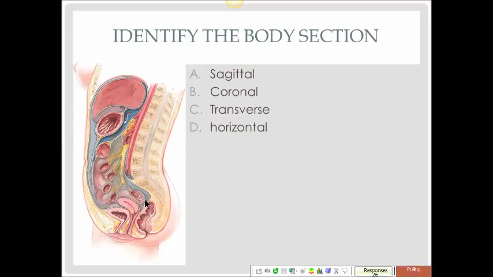So here, take a look at this picture. If you don't understand what it is, it's a picture of the side of the body. This is the vertebrae at the back, the vertebral column, and this is the vertebral canal. And up here is the pubic bone. This is the liver, the part of the stomach, the intestines, the bladder, uterus, and rectum. So choose which section do you think this is.